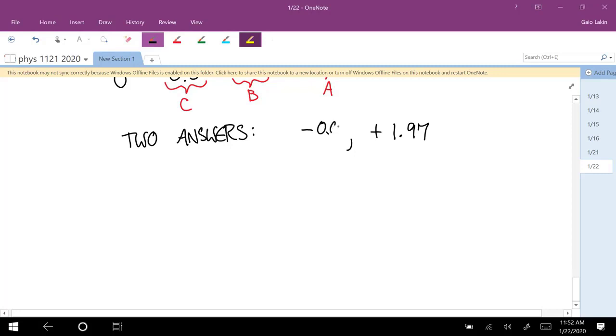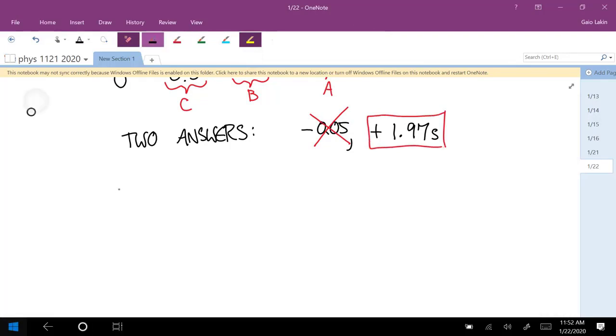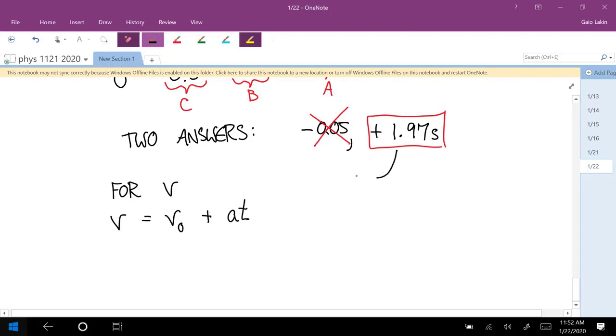Negative 0.05. Okay, well, we're not dealing with negative times. That happened before it's thrown. And so this is the answer. And then to find the velocity at that instant, you can use the equation v is equal to v0 plus at. Plug that in for the time, and it'll give you the velocity.